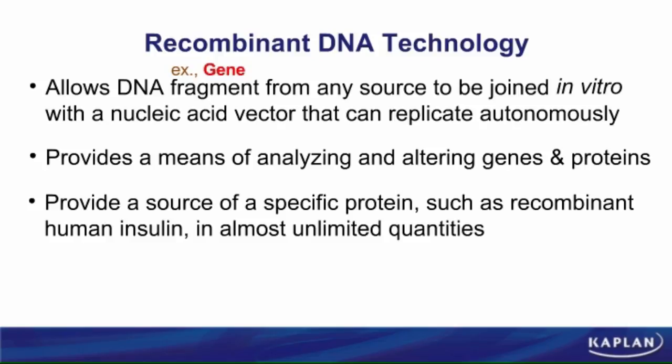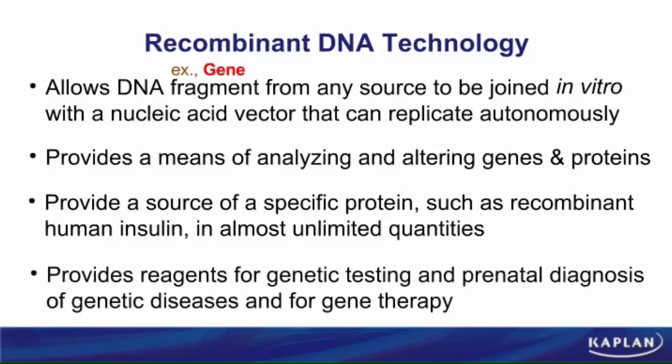But nowadays, the insulin used to treat type 1 diabetes is human insulin that was generated by recombinant DNA technology. Recombinant DNA technology can also be used to provide reagents for genetic testing and prenatal diagnosis of genetic diseases. Those reagents are DNA probes, which you'll discuss in chapter 7, to conduct RFLP analysis and to do dot plots. DNA probes are needed for them, and recombinant DNA technology provides those probes.